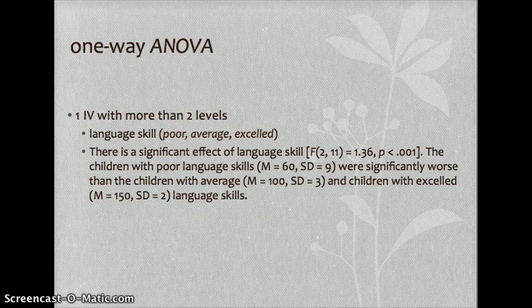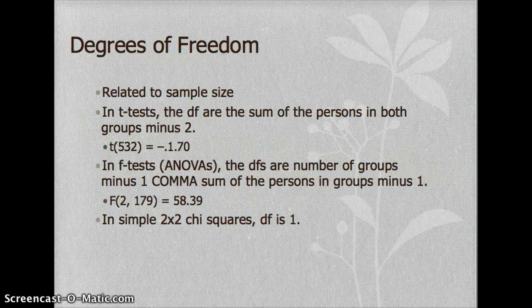Okay, so let me go back for just a second. Now, when we look at the degrees of freedom in an F test, the degrees of freedom are the number of groups minus 1, comma, the number of persons in the group minus 1.